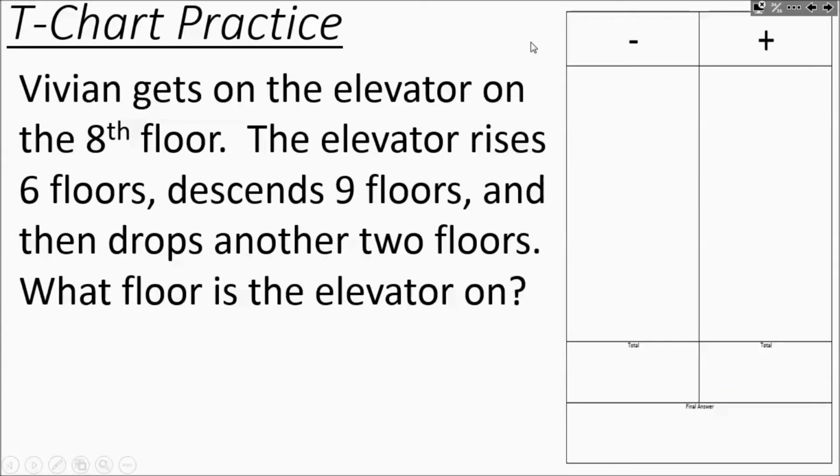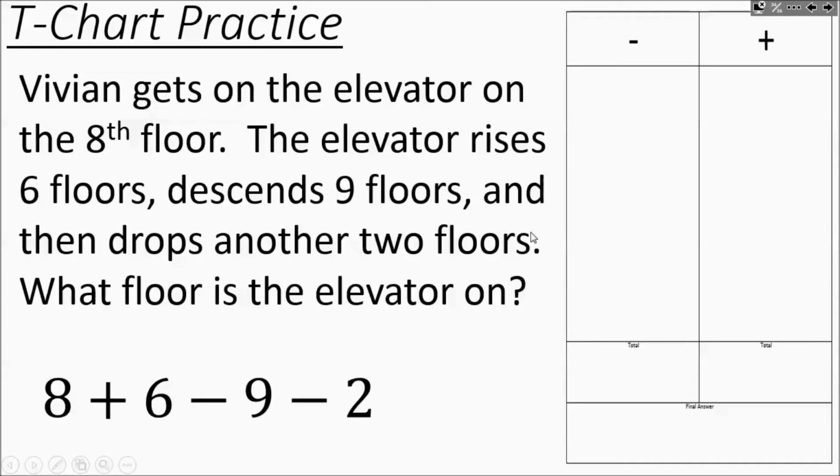Okay, we have Vivian, and she's on an elevator. Go ahead and read it. We'll see what happens here. All right, so I'm going to write down the essential numbers. We have 8th floor. It's rising 6, that's the positive. Descending means going down. And then dropping another 2 floors is still a negative.